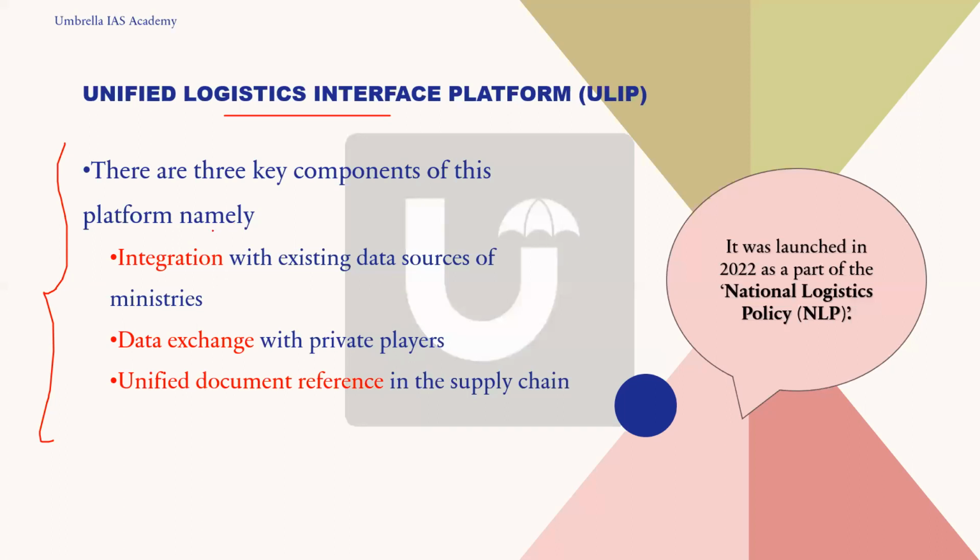And in this, there are three components. One is integration, another is data exchange, and another is unified document reference. Because of these three things, there is better integration, especially in logistics infrastructure. It was launched in 2022 under the National Logistics Policy. Okay, Unified Logistics Interface Platform.